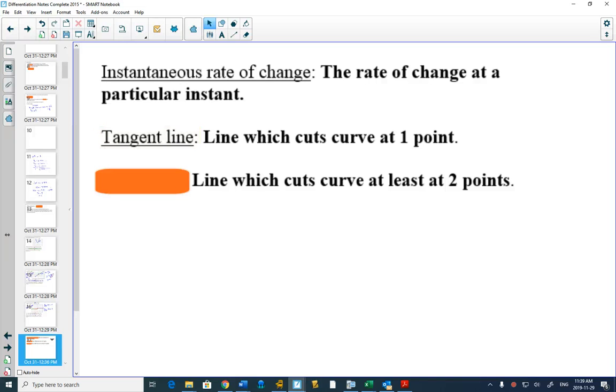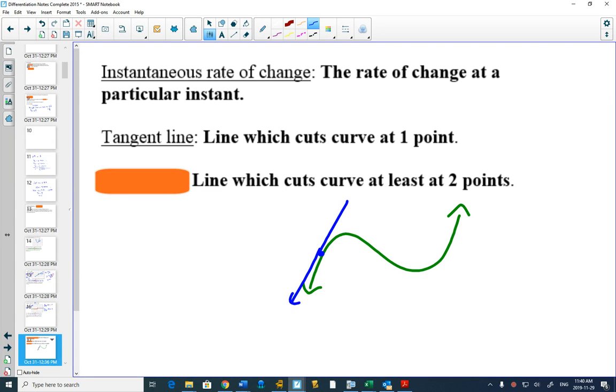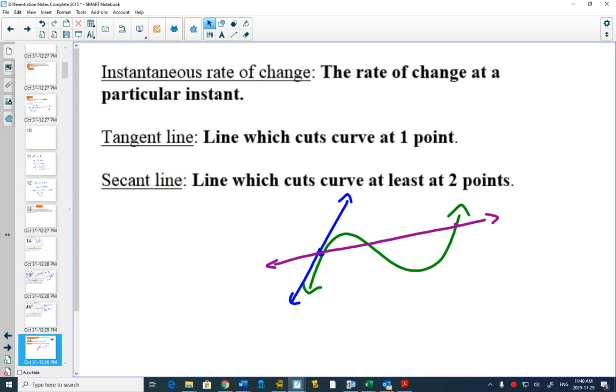So a tangent line cuts a curve at one point. So remember, if you phone me, there's a tangent line touching that curve at that one point. That's like phoning me and saying, what speed are you going right now? If you took 2 points and joined them, that's called a secant line.